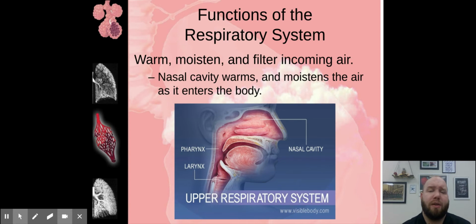There are three basic functions of the respiratory system. The first one is that it basically warms, moistens, and filters the air coming in. It makes the air coming into your body more at a general homeostatic level. So it basically says the internal part of your body is at 98.6 degrees. Okay, we're going to get the air up to 98.6 degrees before it interacts with our body.